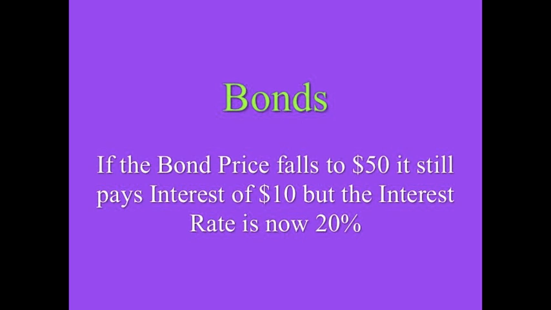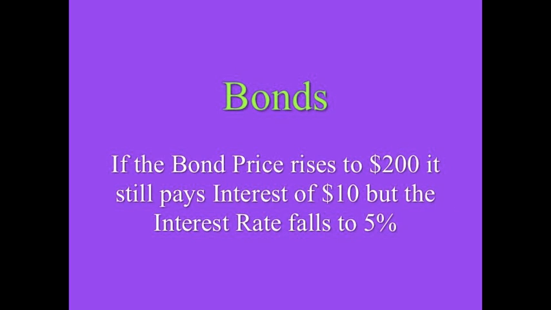Now let's say that the price of the bond falls to $50, but it still pays interest of $10 every single year. Now, the interest rate would be equal to 20%, since $10 is 20% of $50. If the bond price rises to $200, it still pays interest of $10 every year, but the interest rate falls to 5%, as $10 is 5% of $200.